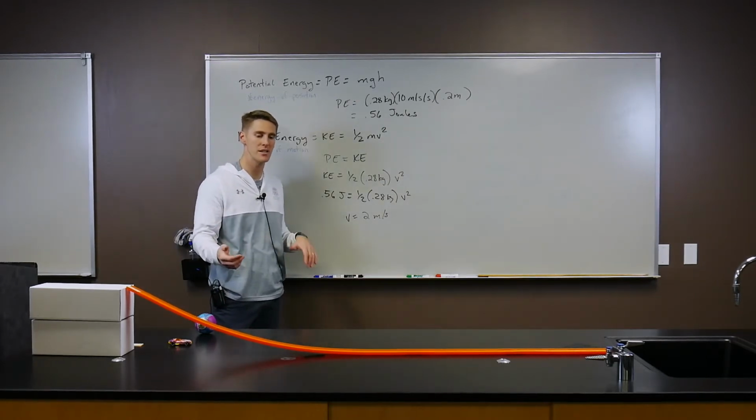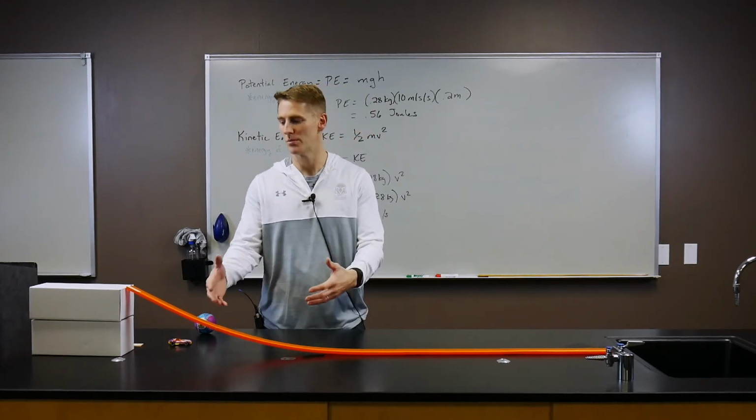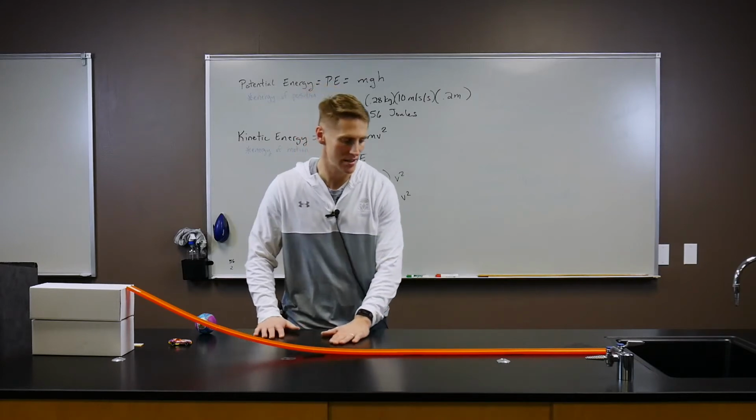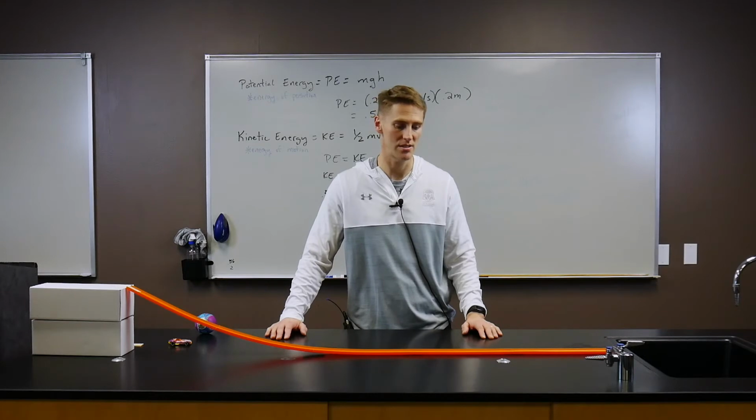Why is there a difference? Well, there's friction. These conversions do not incorporate friction, the friction of the track. The longer it's allowed to go on the track, the more that friction is going to oppose the motion of the car.